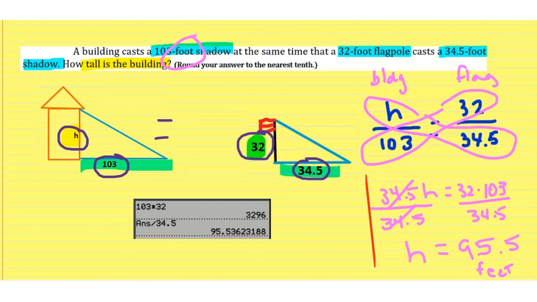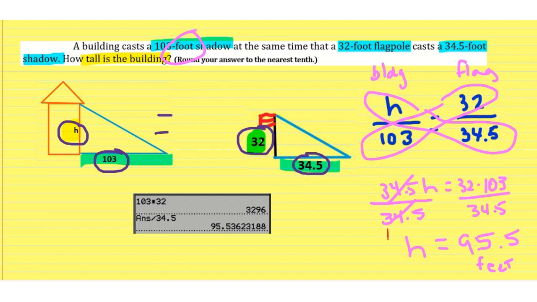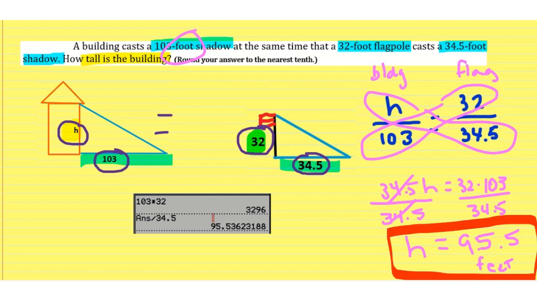Okay. So hopefully this helps you understand the process of finding missing measurements between similar triangles and how it relates to real life situations.